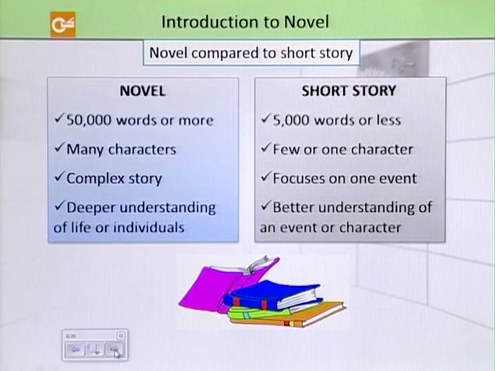Now, let's compare a novel to a short story. A novel is usually 50,000 words or more. It has many characters, a complex story, and a deeper understanding of life or individuals. A short story is 5,000 words or less, and has few or sometimes just one character. It focuses on one particular event and gives a better understanding of an event or character.